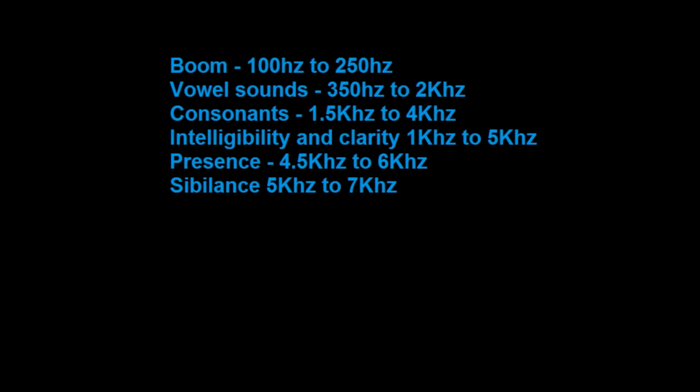The presence or airiness to a voice occurs at about 4.5 kilohertz to 6 kilohertz, and then sibilance, which is something you don't really want, occurs in the 5 to 7 kilohertz range.